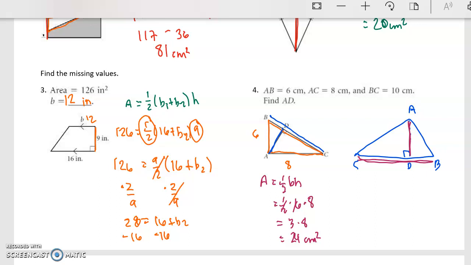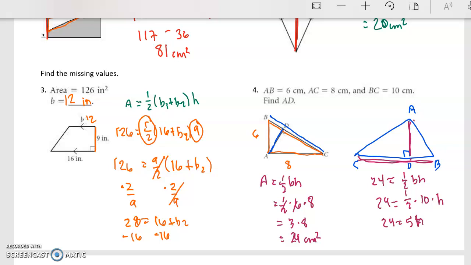So if we calculate the area using segment AD and segment CB, because they're also like a base and a height because they're perpendicular, we should get the same area. And so that means 24 would be equal to 1/2 base height, which is 1/2 times, we know BC is 10, AD is the height, what we're looking for.